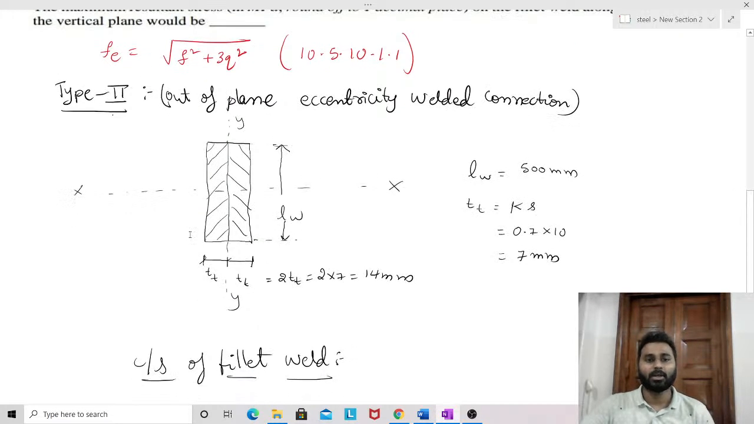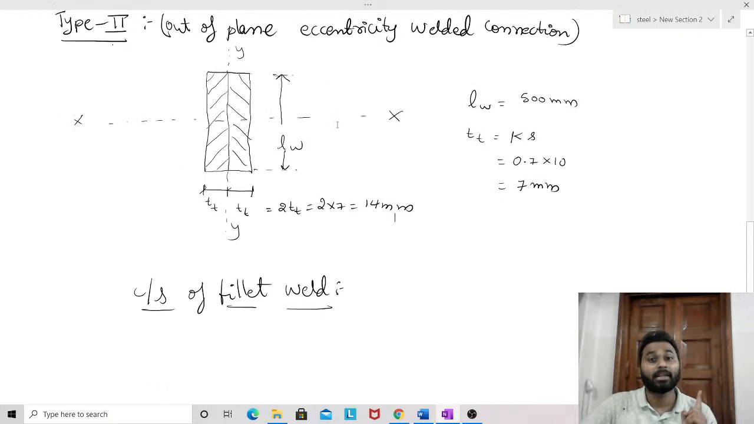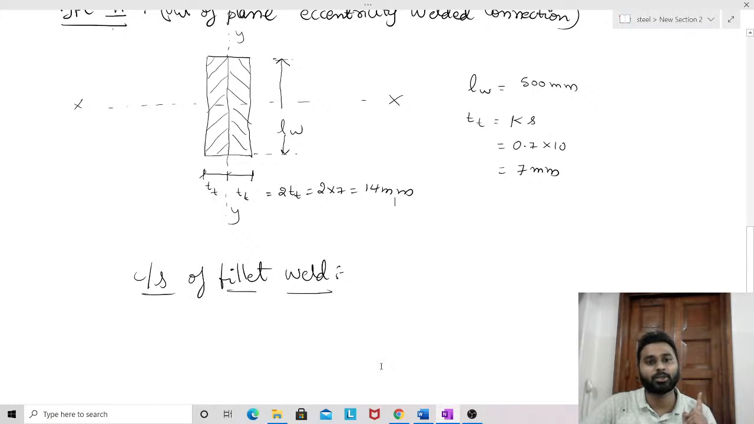Okay, this is the cross section of the fillet weld. And this weld comes under type 2, that is an out of plane eccentric weld. This out of plane eccentric weld is subjected to two stresses, two effects. One is direct shear stress.